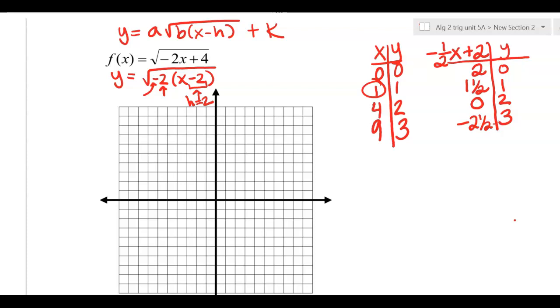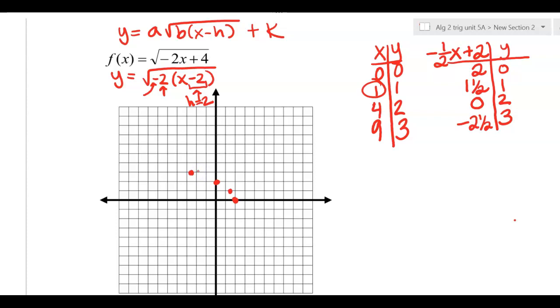Okay. So if I plot those points, I have 2, 0. Sorry, that's not 2, 0. That's 0, 0. 2, 0, 1.5, 1, 0, 2, and -2.5, 3.